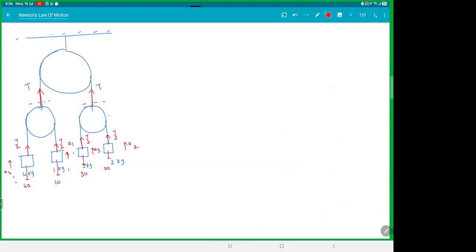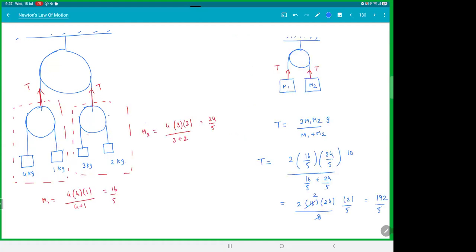Just write the FBD for each one and you're done. So that is 40 newtons minus T by 2 is equal to 4A4. T by 2 minus 10 newtons is equal to 1 into A1. T by 2 minus 30 is equal to 3A3. T by 2 minus 20 is equal to 2A2. Substitute the values and you'll get your answers. Is that clear, everyone? The main thing was to get the tension. If you get the tension, then you can take any block and you know all the forces on the block. You know the tension and mg and you're done.